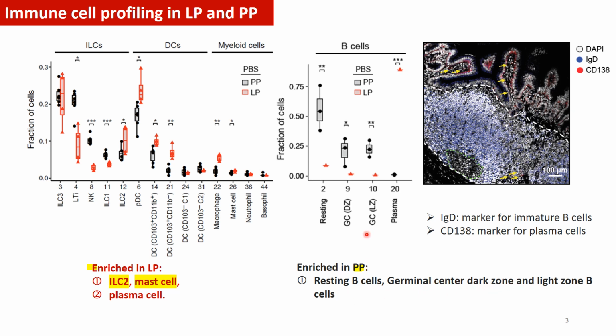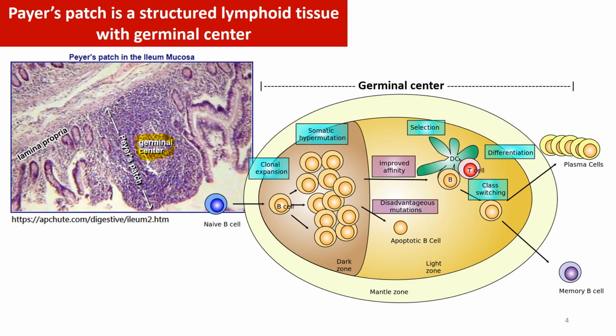In contrast, resting B cells and germinal center dark zone and light zone B cells are significantly enriched in Peyer's patch. And you can see on the right-hand side, this staining also indicates that IgD stands for a marker for immature B cells. Most of them are located in Peyer's patch, while CD138 stands for a marker of plasma cells. Peyer's patch is a structured lymphoid tissue with germinal center, as you can see on the left-hand side.